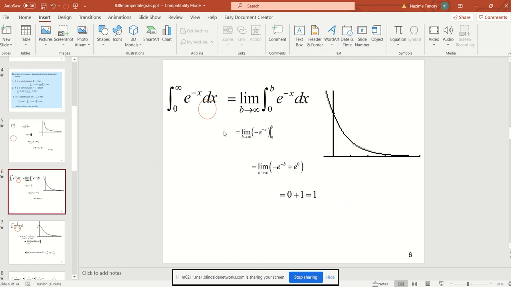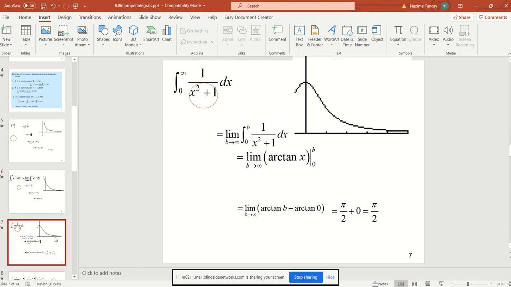Okay, so the next question. Here, it's continuous in this interval. It's defined, because e to the power 0 is 1. And it's defined, and we can solve it as a limit equation, and we can put the borders b and 0 here.